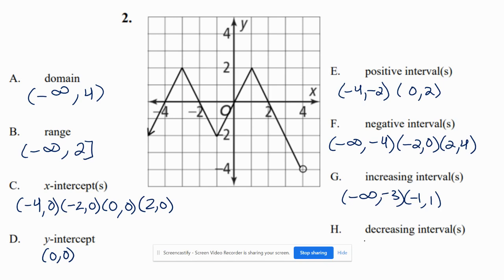Decreasing intervals, again, there will be a couple of those. We'll have -3 to -1, and from 1 to +4, all in parentheses.